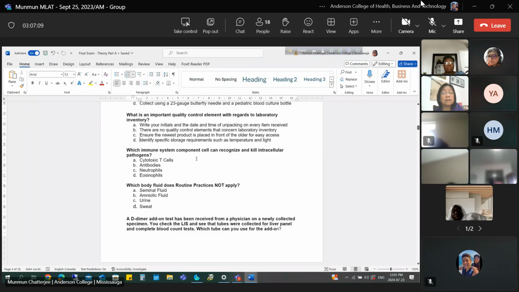Letter A, write your initials, the date and time. We're on the question before that, the quality control inventory. A for me. Unless the newest one will be at the back and the older will be at the front, then letter C. That's right. But I think it's letter A. Yeah, A is the best option here.